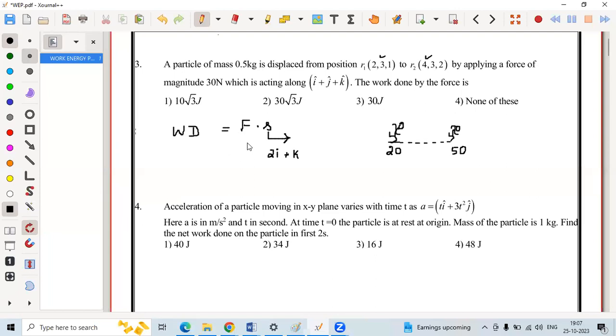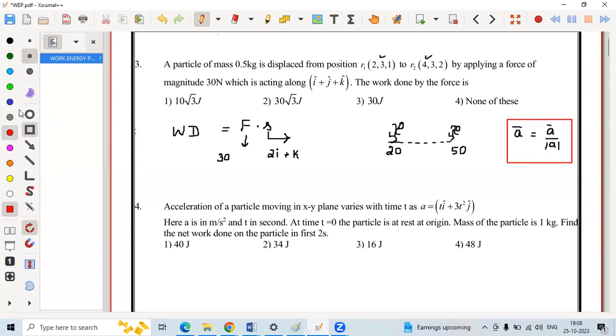Right? Now I need to substitute the force vector. Can anyone say what is the force vector here? Is it i plus j plus k? Then what is 30 Newton? See, 30 Newton is acting along i plus j plus k. Then how to find its actual vector? It's like 30 Newton into the unit vector of i plus j plus k. How to find the unit vector? If a vector A bar is given, its unit vector will be A bar by mod A. This is the formula. All of you please try to understand.